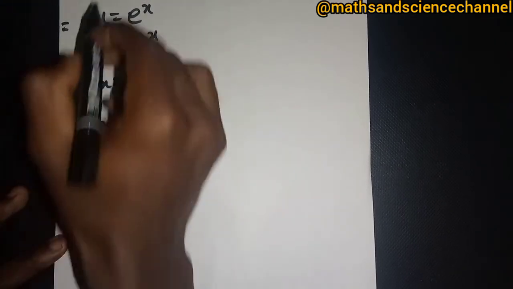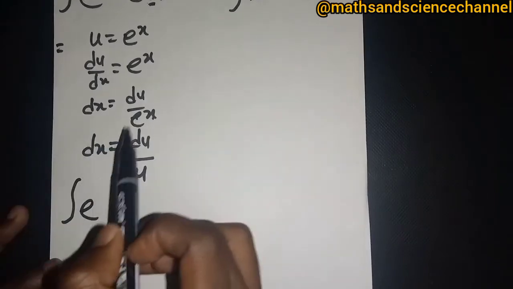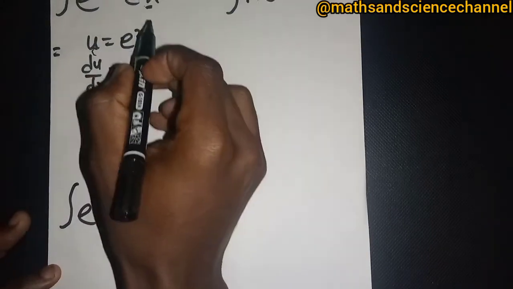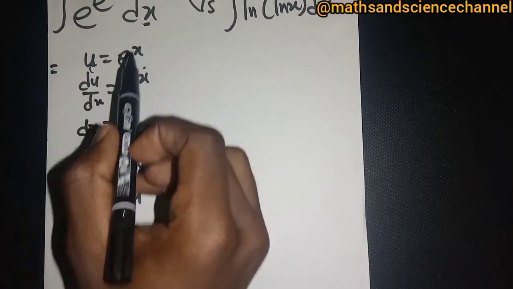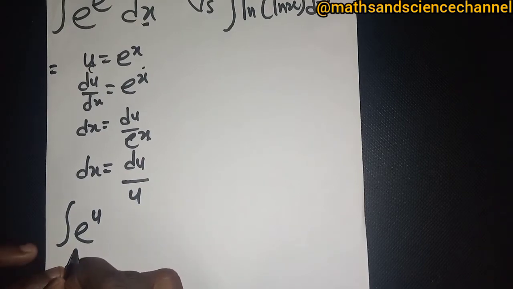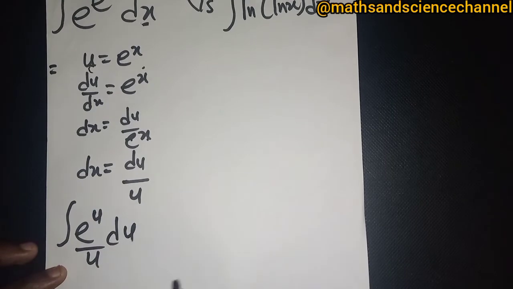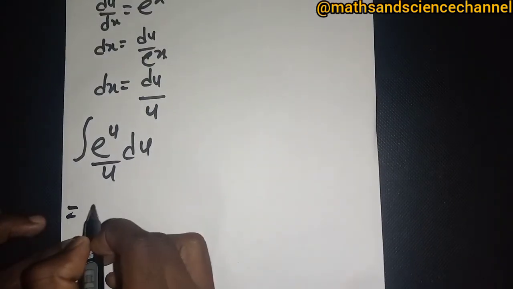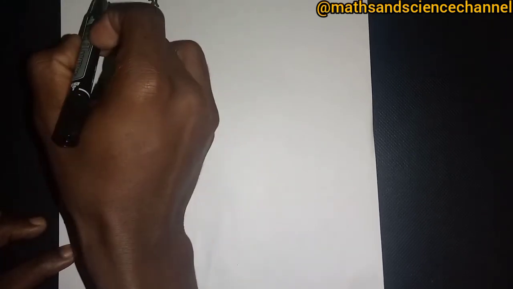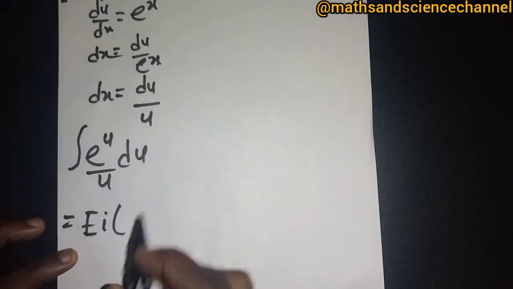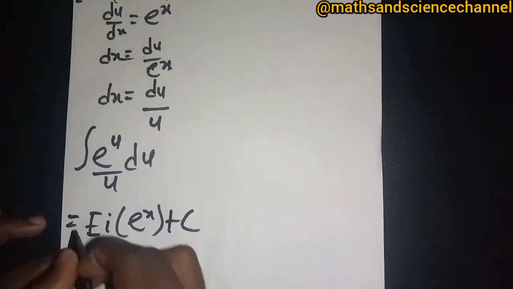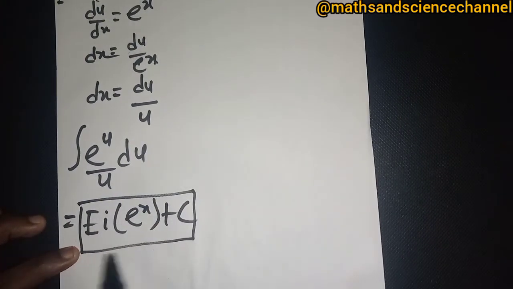So we have e here exponent e^x. Now the e^x is just u here, so we have e to the u, then we have the dx over here. Now the dx is just du over u, so we have e^u over u du. Now if we solve this, we are going to have the exponential integral of u here, which is just Ei(e^x). Because it's an indefinite integral, then we have plus c. So this is what we have for this one.